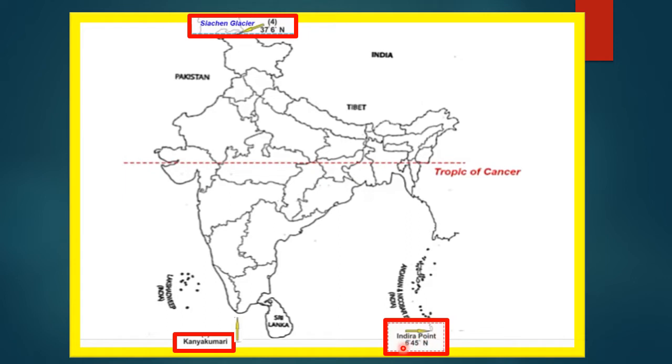Okay, and the Tropic of Cancer you see divides India into two equal halves at 23.5 degree north. So the lower half of India lies in the tropical region and the upper half lies in the subtropical region.